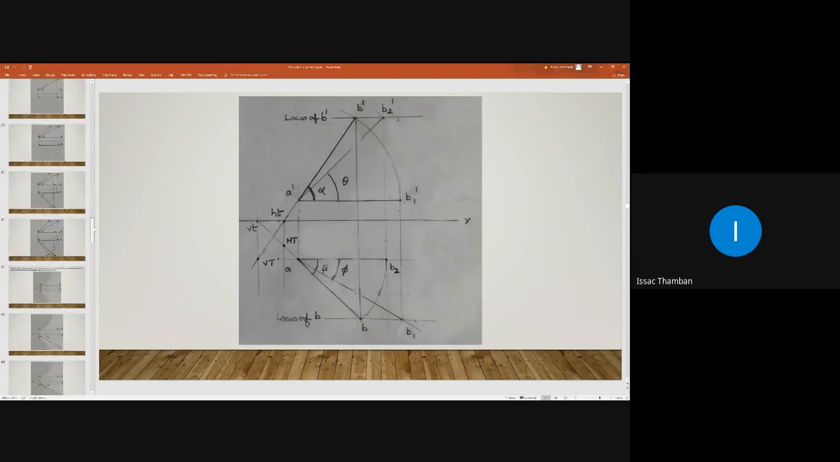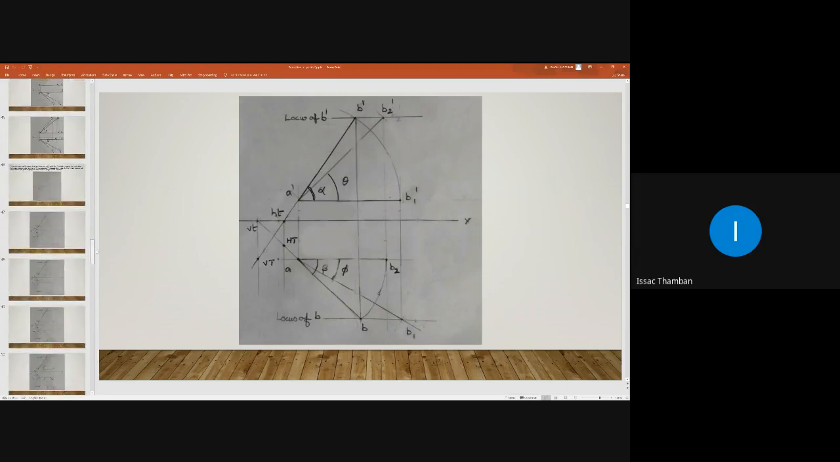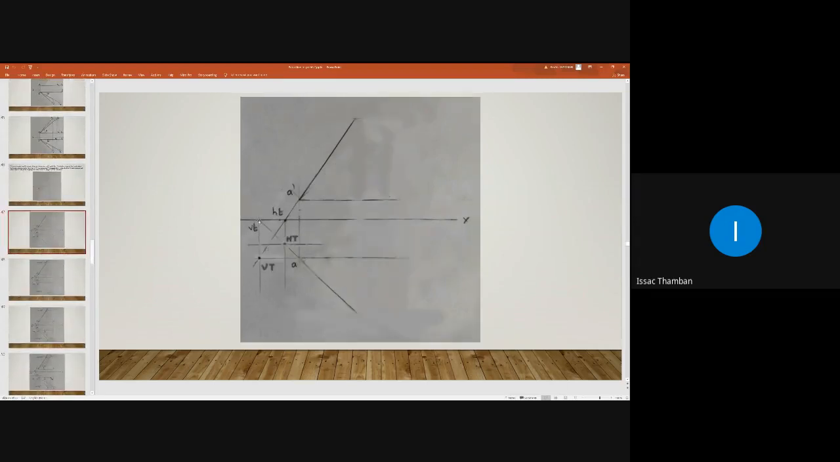So let us return. Here we have small v and HT. We will be joining these using a line, and we are extending like this. And if you extend this line, it will intersect the first end projector here, and that is our small a. So here we will get a dash, and here we will get small a. So locate a dash and a. Any doubt here?